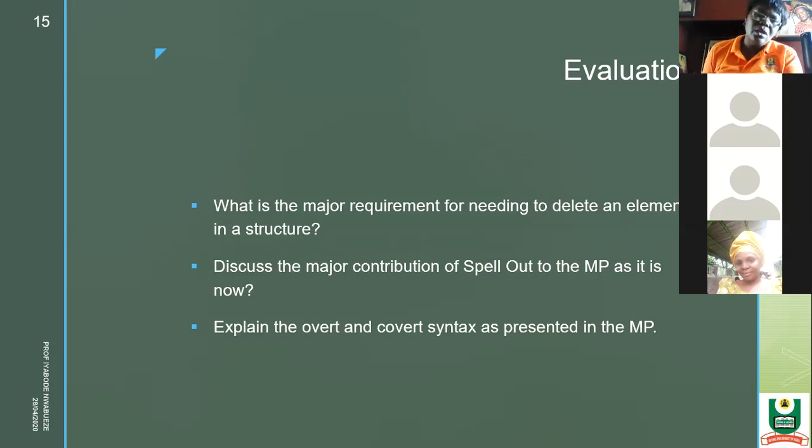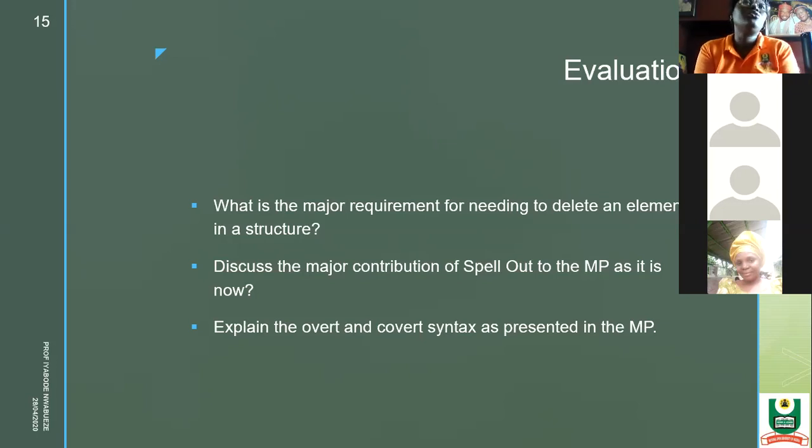Okay, so what's the major contribution of spell out to the MP as it is now? Did you understand what I'm asking? Yes, ma'am. The contribution of spell out. Okay. So what do you think is actually the function? What is it doing in MP as we have it now? Agreement. It brings an agreement in the sentence.